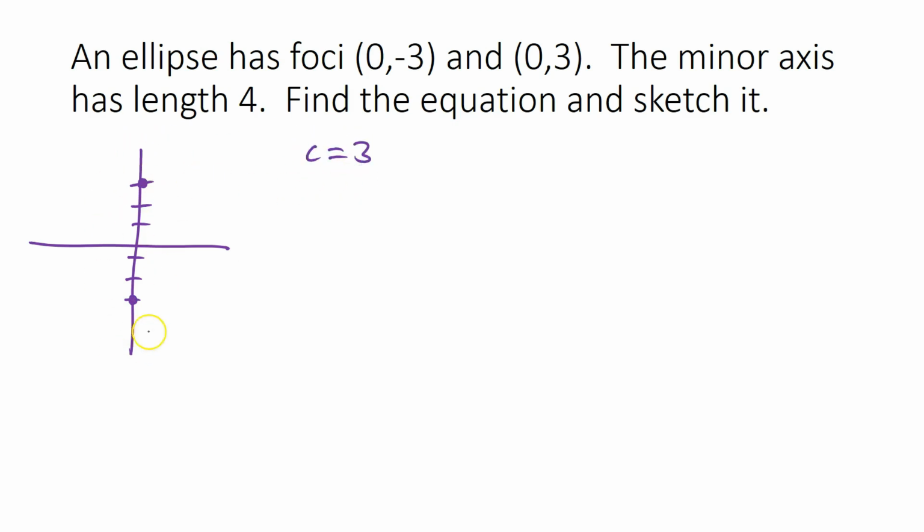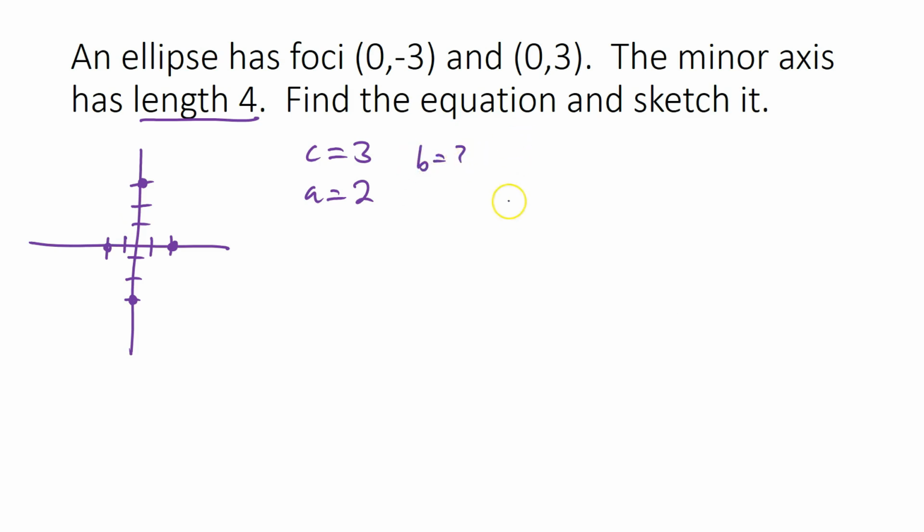And it's a vertical ellipse. It's up and down. So that means the minor axis is going to be horizontal on the x-axis. The minor axis has a total length of 4, that would be 2 to the left and 2 to the right. Those are the endpoints of my minor axis. So we know right now that a is 2. So now what we have to do is find b.